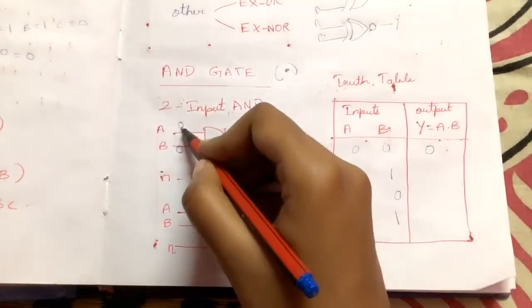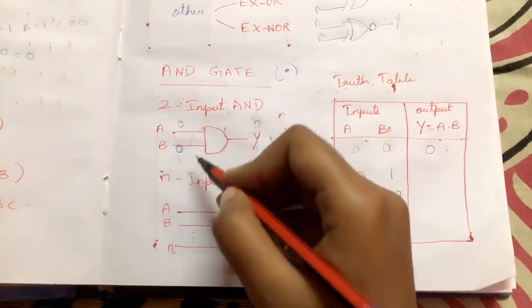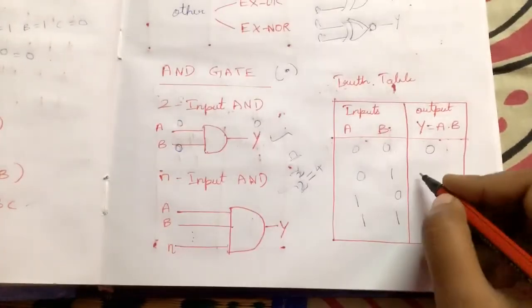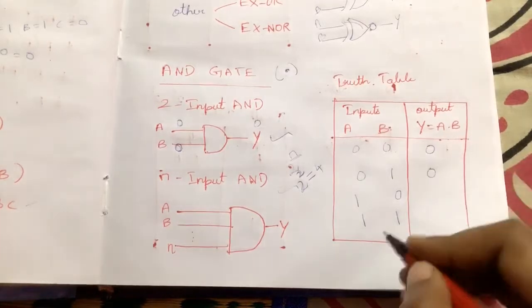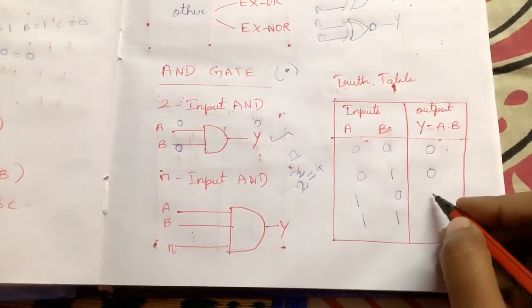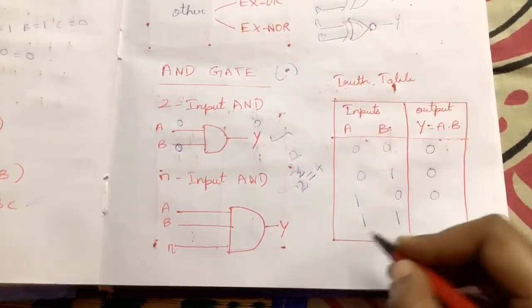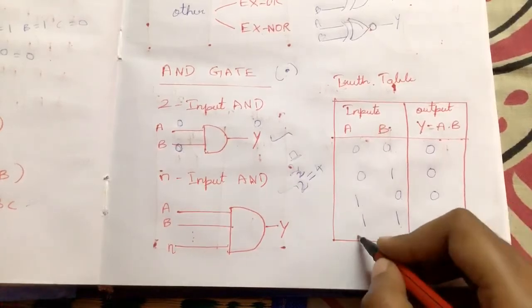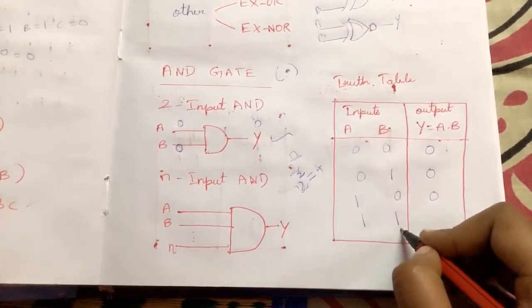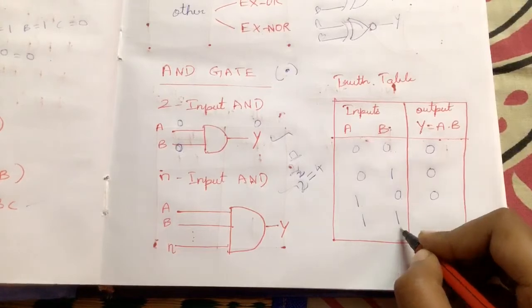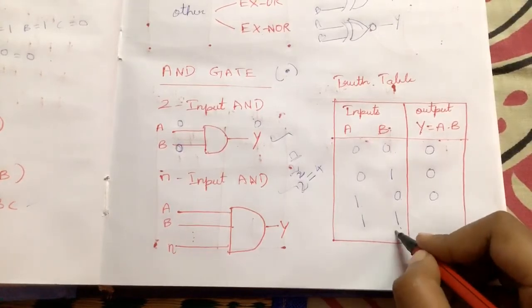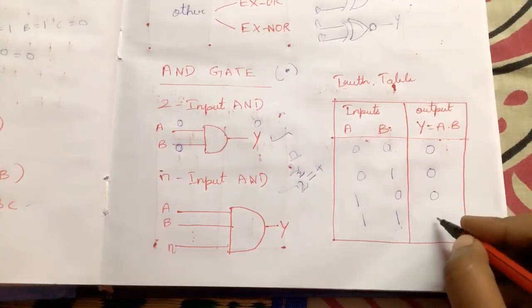Again we are giving the input as 0, 1. So 0 into 1, what will we get? We will get 0. Again 1 into 0 we will get 0, and then 1 into 1. Only when both the values are 1 will the output be 1. Otherwise it will be 0.